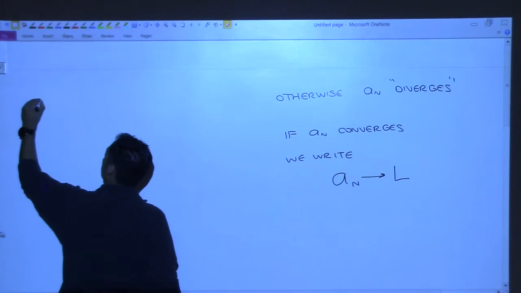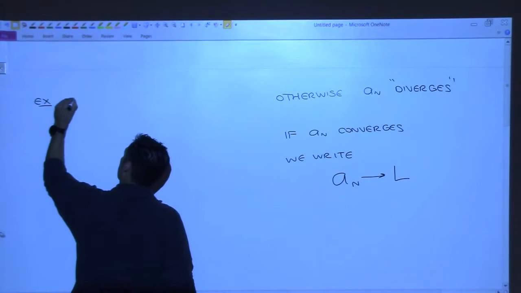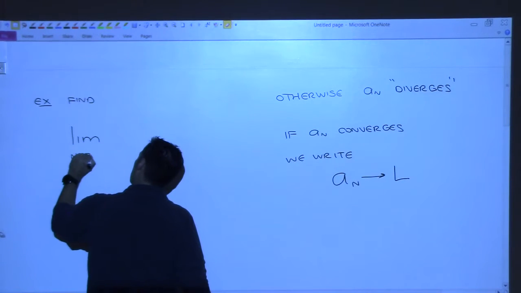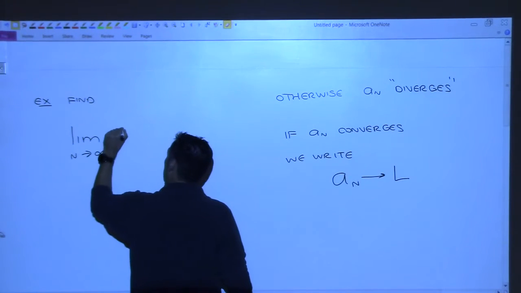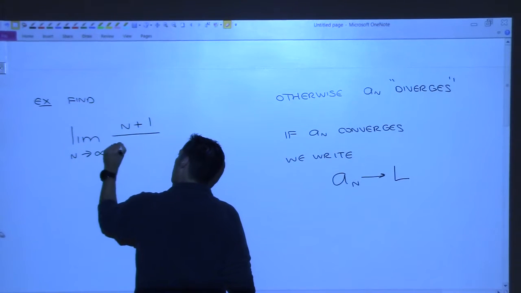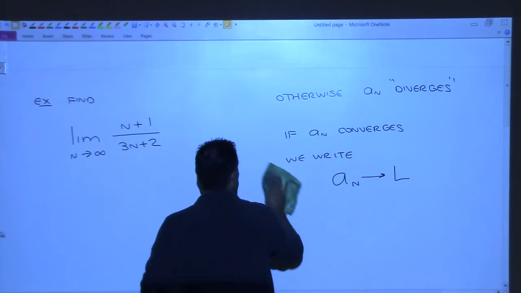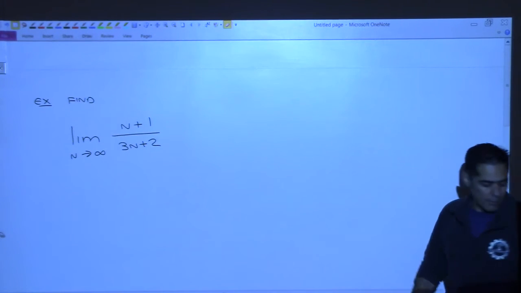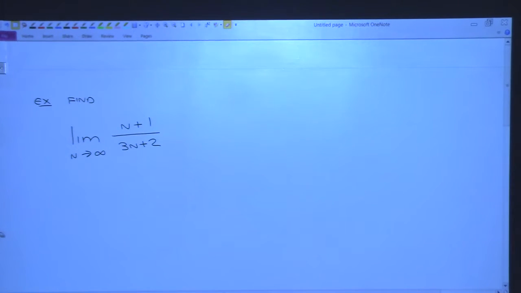So here's our first example. Find the limit as n goes to infinity of n plus 1 over 3n plus 2. And remember, for right now, L'Hopital's off the table. What do you think that converges to?